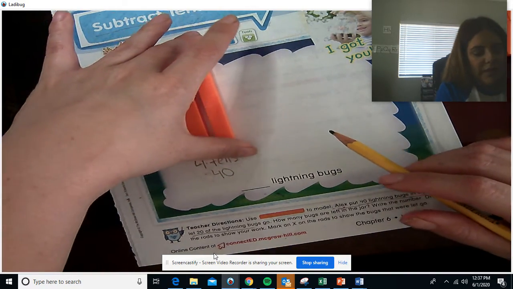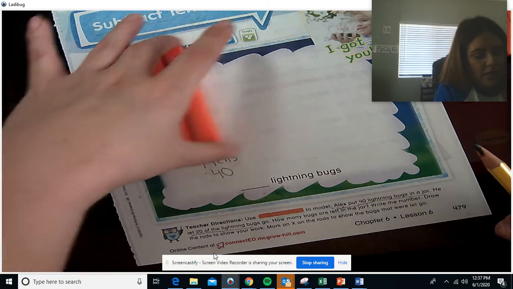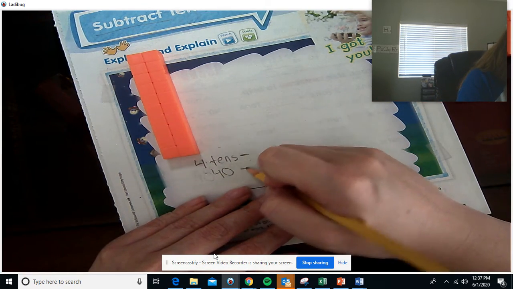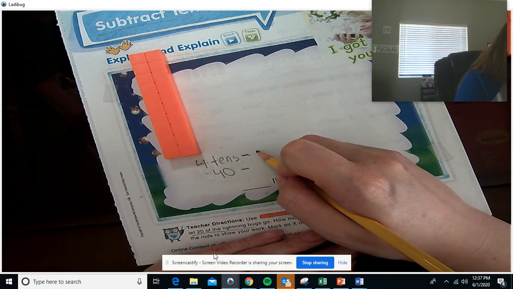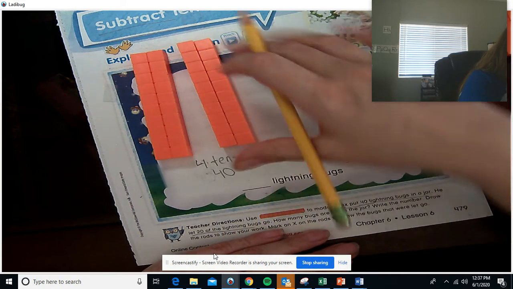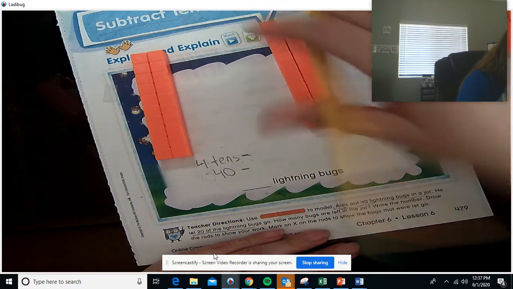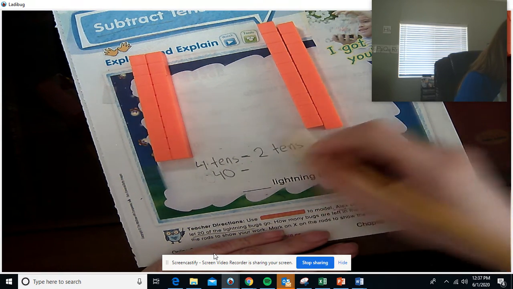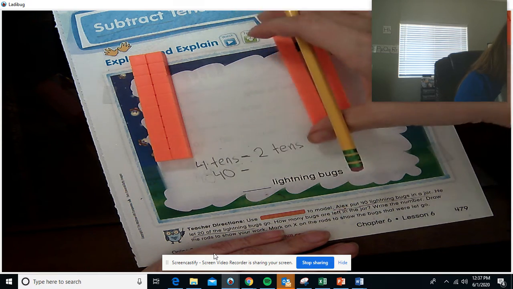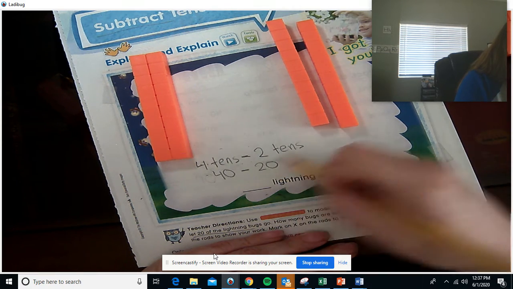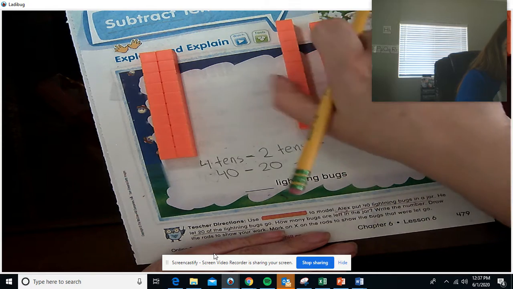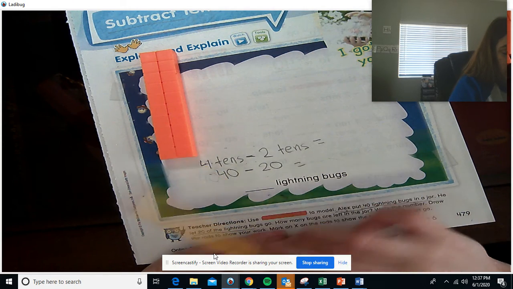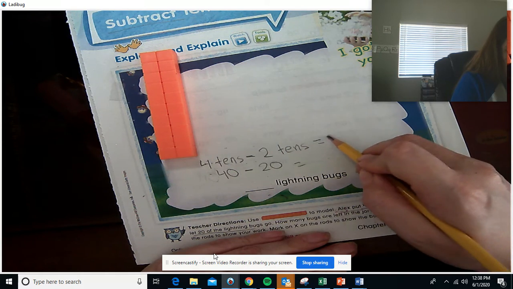So that means we're going to take them away. 20. So if we're taking away, that's minus. So he let go of how many bars? 1, 2. So he let go of 2 tens. And what really that means is he let go of 10, 20. Right? So how many were left? How many groups of 10 are left? That leaves us with 2 tens.